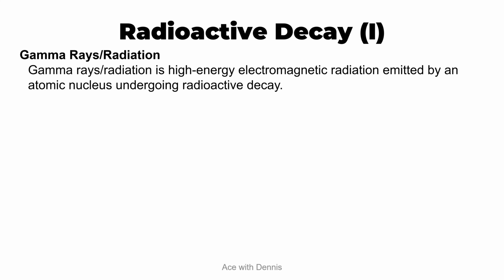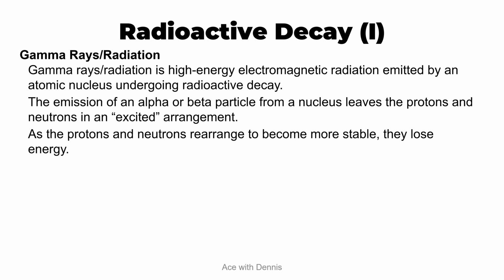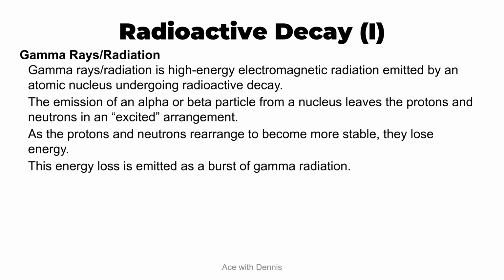The third radiation is gamma rays or gamma radiation. Gamma radiation is high-energy electromagnetic radiation emitted by an atomic nucleus undergoing radioactive decay. The emission of an alpha or beta particle from a nucleus leaves the protons and neutrons in an excited arrangement. As the protons and neutrons rearrange to become more stable, they lose energy. This energy loss is emitted as a burst of gamma radiation.